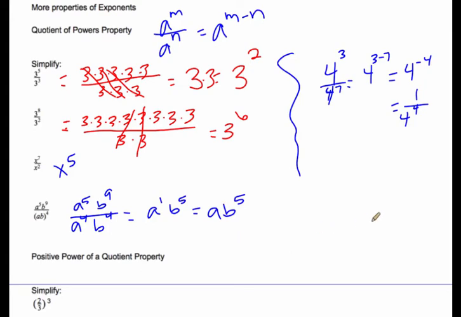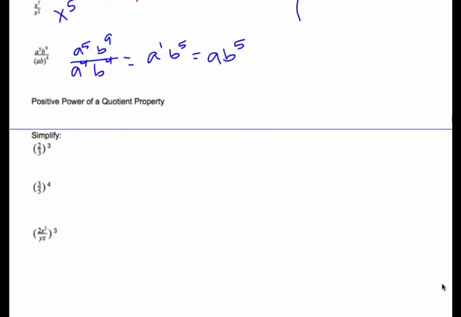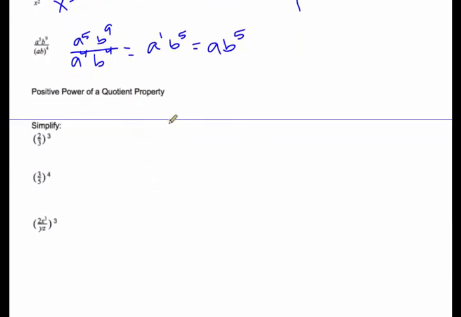Okay, so that is the quotient of powers property. Now the positive power of a quotient property. Here we have 2/3 to the 3rd power. I've got a fraction in here and I'm raising it to a power.